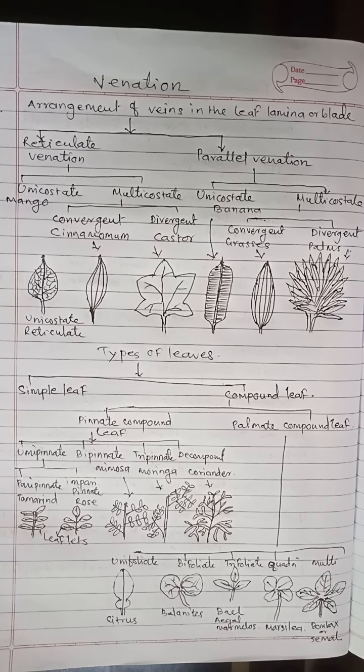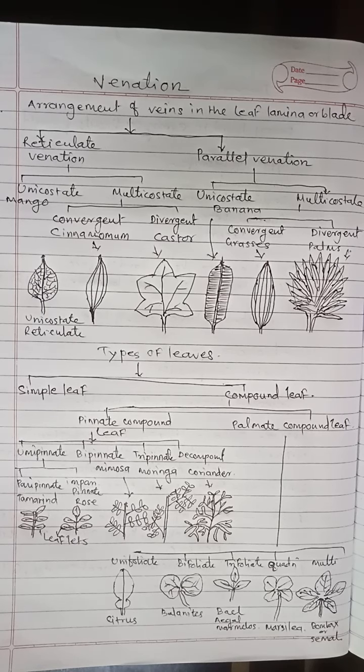Then last type of pinnate compound leaf, that is decompound leaf. Here the primary rachis divides many times without any definite order, and the lamina is dissected into many units. Such type of decompound leaf is found in coriander, dhania.